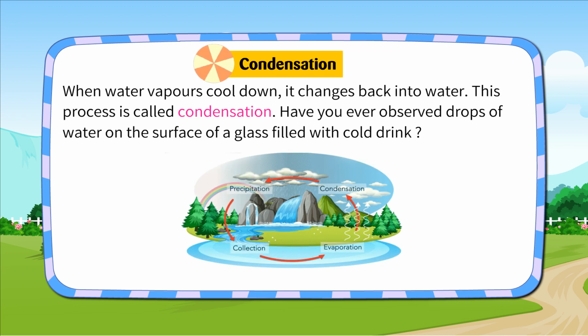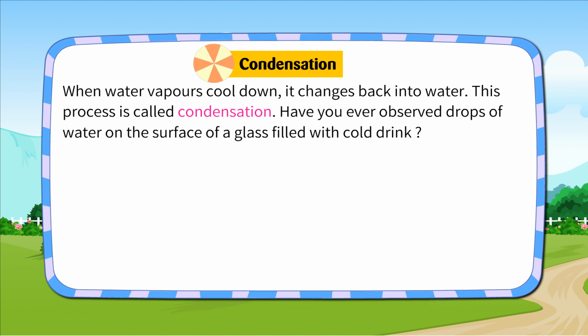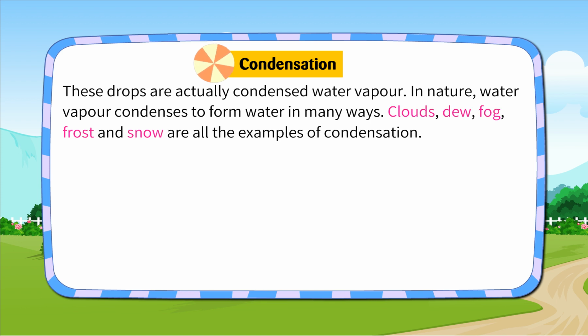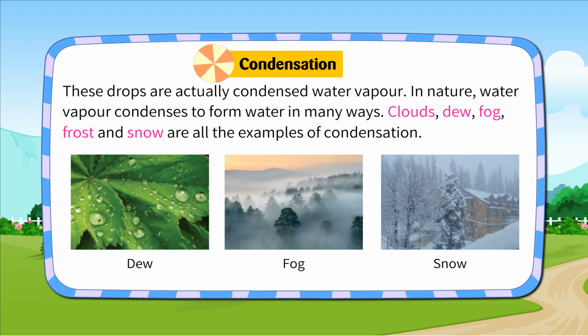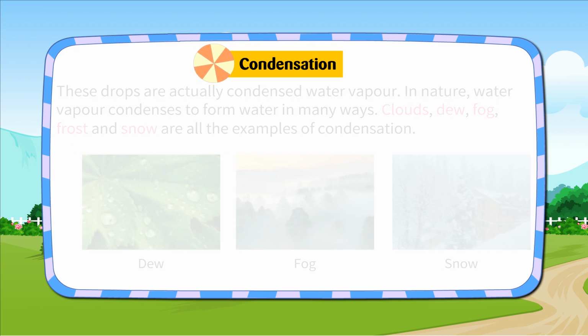Condensation. When water vapors cool down, they change back into water. This process is called condensation. Have you ever observed drops of water on the surface of a glass filled with cold drink? These drops are actually condensed water vapor. In nature, water vapor condenses to form water in many ways. Clouds, dew, fog, frost and snow are all examples of condensation.